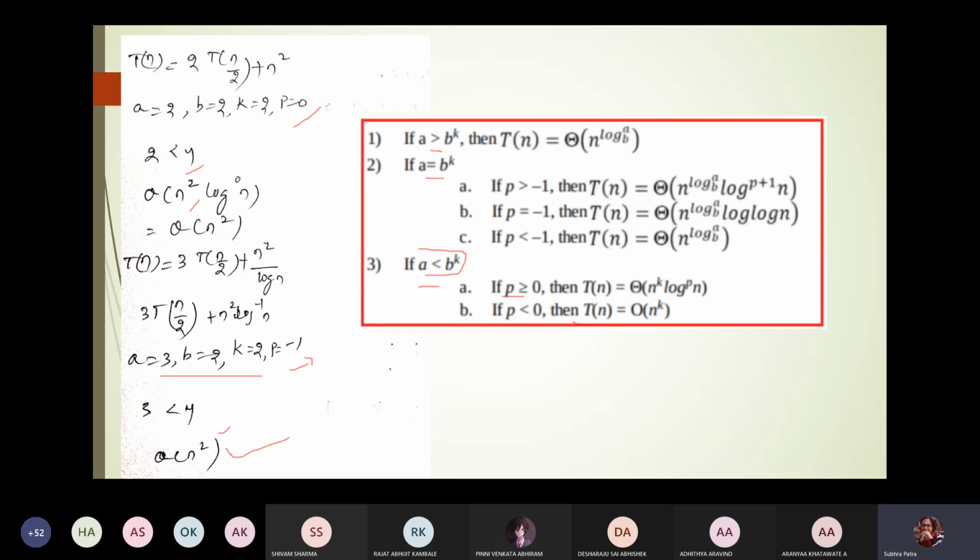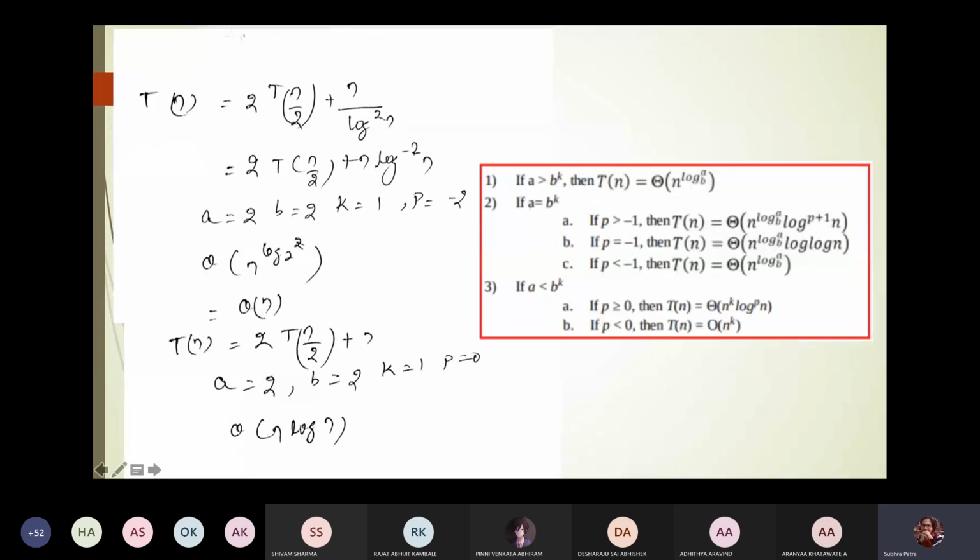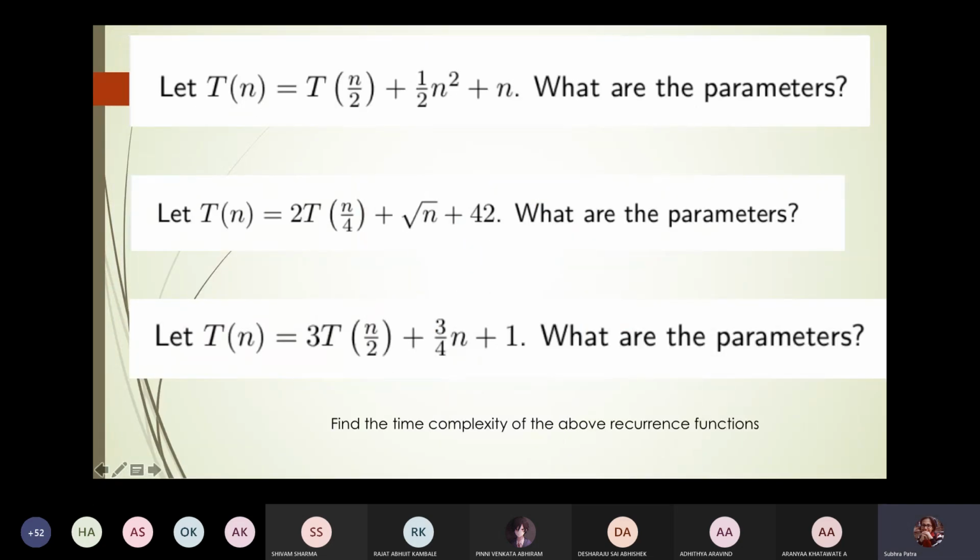Yes, ma'am. Okay, that is it for today. I'm not starting a new topic, the searching and sorting algorithms. These problems, you solve them by yourself and see whether the master theorem can be applied and what would be the time complexity of it. That is it for today, then we'll see in the next class. I'll upload this slide so that you can solve the problems.